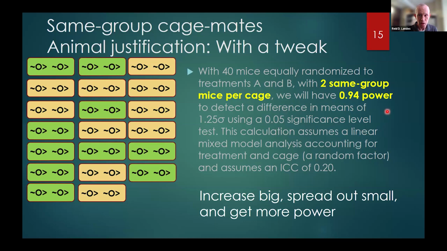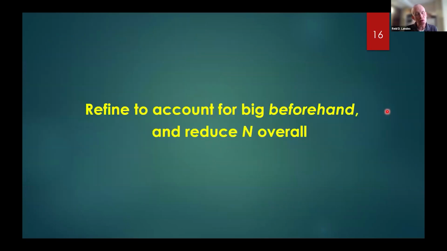It's nice. So when we refine our statistical analyses to account for the cages beforehand, hey, we can reduce our overall N. We've got more power. So let's back off the number of cages we have.